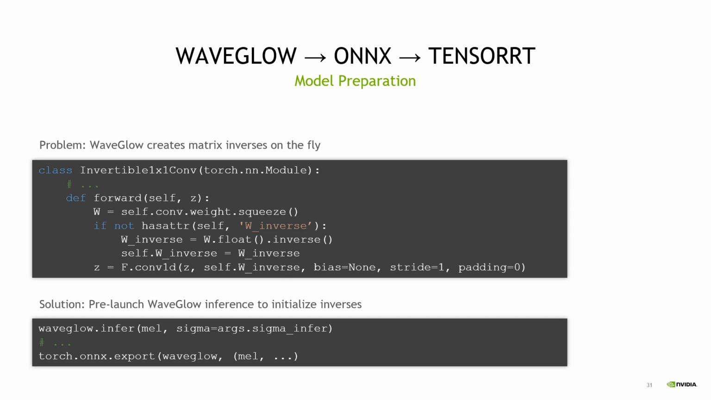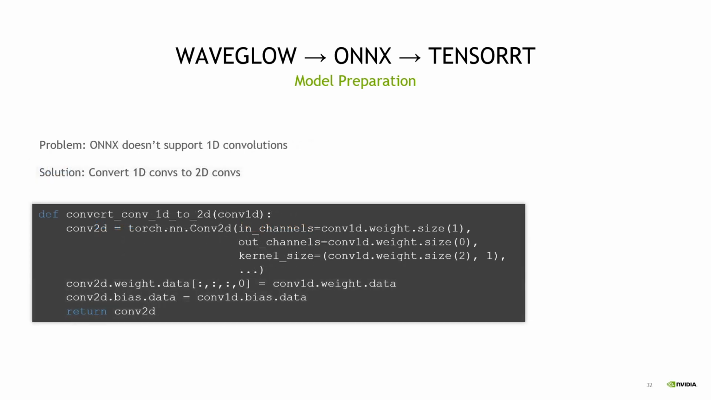And the second change, which you can see over here, is that in the WaveGlow model, some of the matrix inverses are initialized on the fly, and this cannot be done during the export. So what we have to do is to run a dummy inference to initialize those inverses and then do the export. In this code snippet you can see the method to convert 1D convolutions into 2D convolutions. This has been done for all the convolutions in the model.